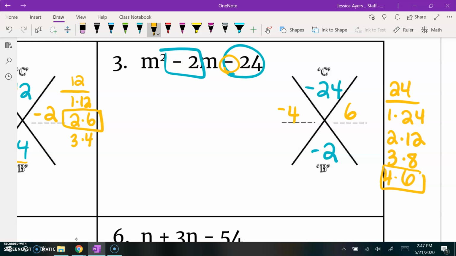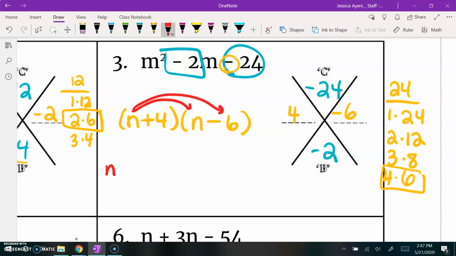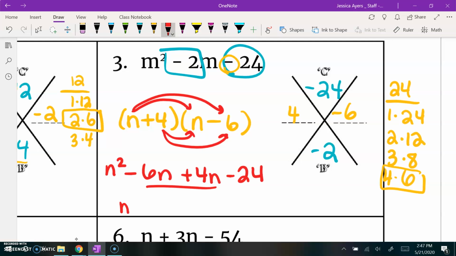If I put negative 4, then negative 4 plus 6 gives me positive 2, which is not correct. So we want to move the negative to the 6. 4 plus negative 6 gives you negative 2. So writing it down, n plus 4 times n minus 6. And checking it back, n times n is n squared, minus 6n plus 4n minus 24. Combining the middles, we get n squared minus 2n minus 24, which matches what we had. Except I used n's instead of m's, but that's okay. So that means that this is our final answer.